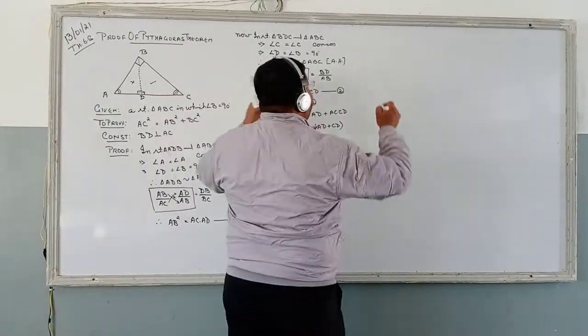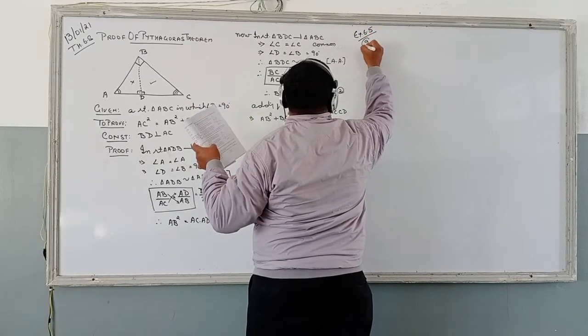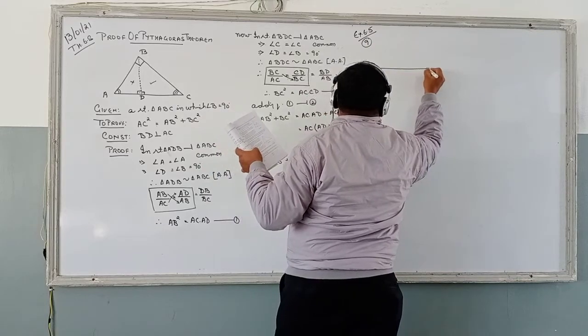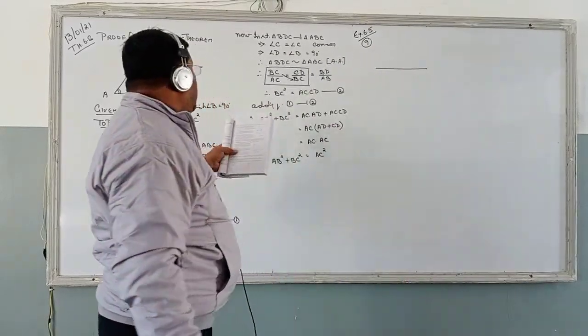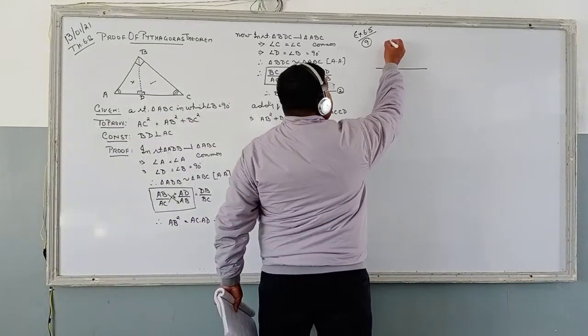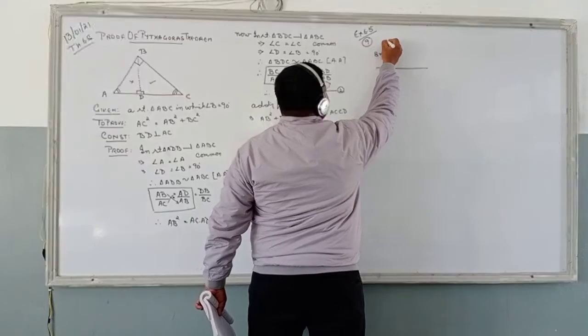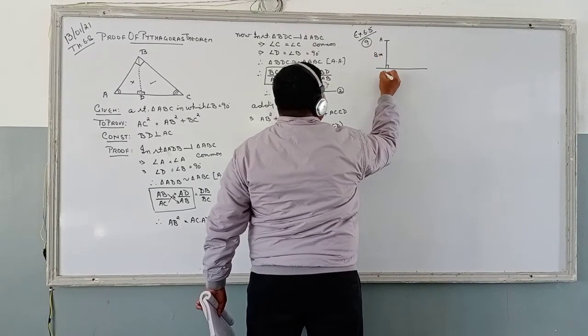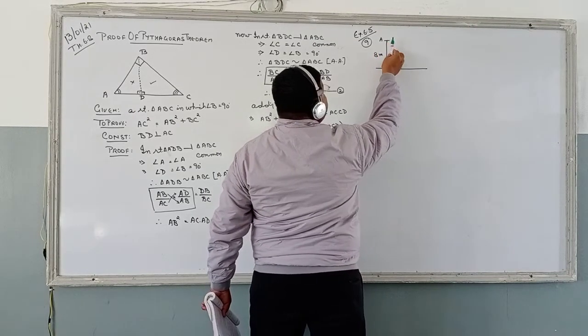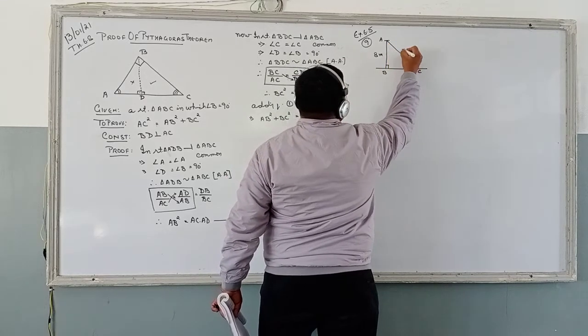Question number 9, Exercise 6.5. A ladder 10 meter long reaches a window 8 meter above the ground. This is 8 meter. There is a window, say A, B, and the ladder. Ladder does not stand straight. It is always put on slant. This is the ladder. Say C, 10 meter.